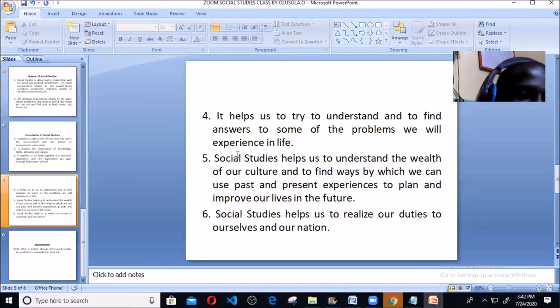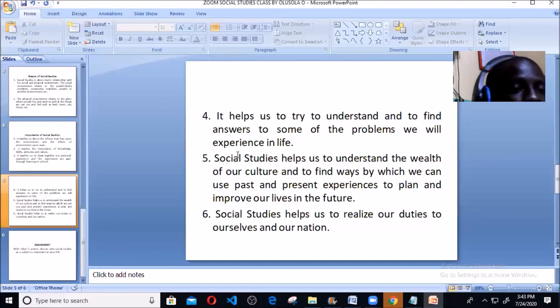Let's look at the last point that I have for us. Social studies helps us to realize our duties to ourselves and our nation. As a member of the larger society called Nigeria, we have duties. You have a duty to yourself, to your parents, to your brothers, to your sisters, to your neighbors, to your community, to your local government, to your state, and at large, to Nigeria. And if opportunity permits you, you have a duty to the whole world. So social studies gives us this understanding. It enlightens our horizon to see this.